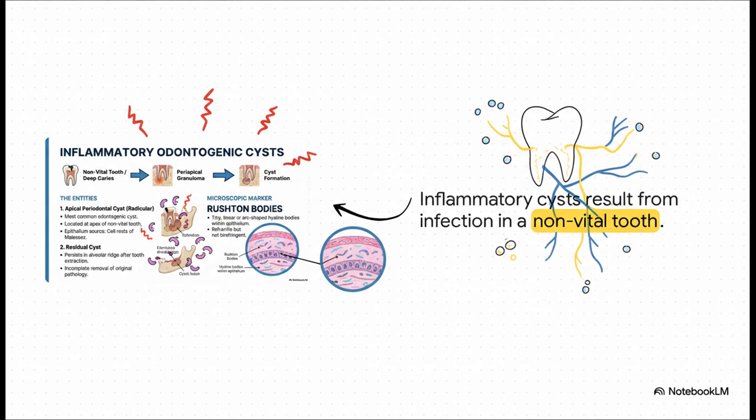The apical periodontal cyst, sometimes called a radicular cyst, is the direct result of an infection from a dead or dying tooth. It's really just the body's attempt to wall off that infection right at the tip of the root. And yep, they have a microscopic clue too. These tiny arc-shaped things called Rushton bodies in their lining.